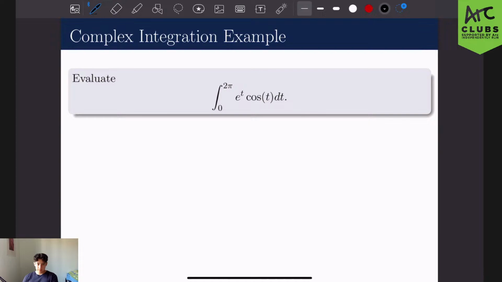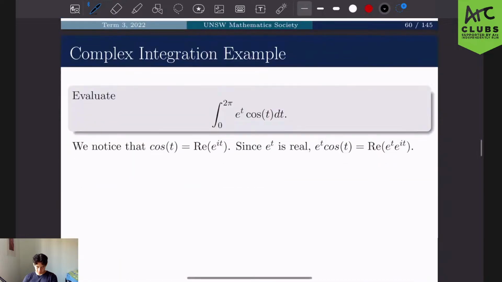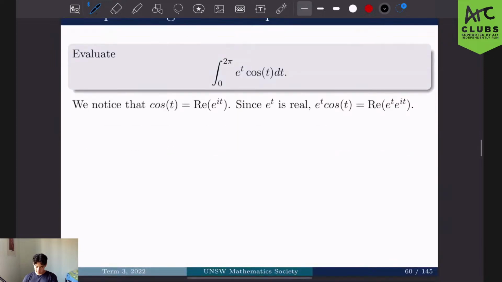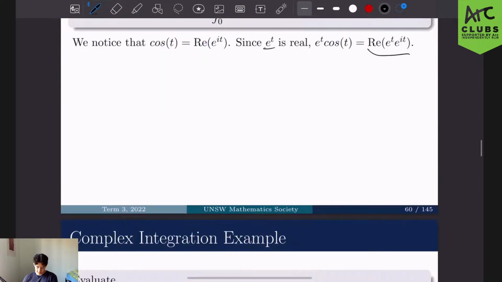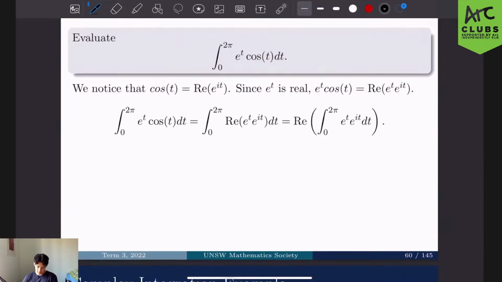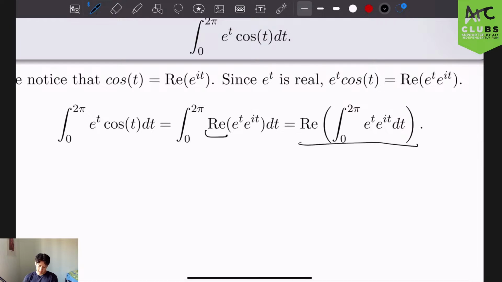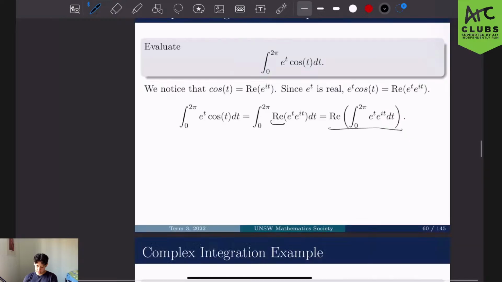Getting into an example, we've got this integral here, e to the t cosine t dt. We can see that cosine of t is equal to the real part of e to the it, and e to the t is real, so we can just combine it all into one. And we can integrate like this. Remember applying that from before, the real part of the integral is equal to the integral of the real part of the function, so we can just take the real part out and integrate it.